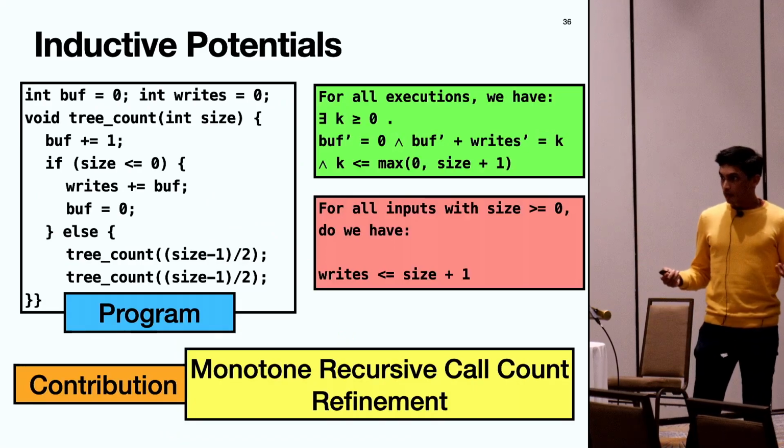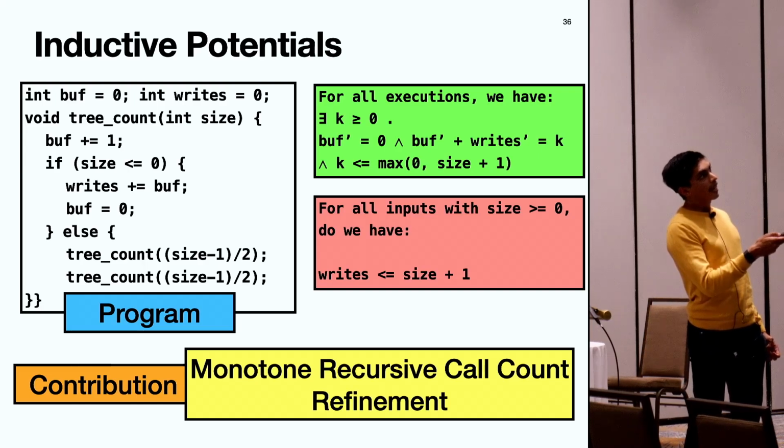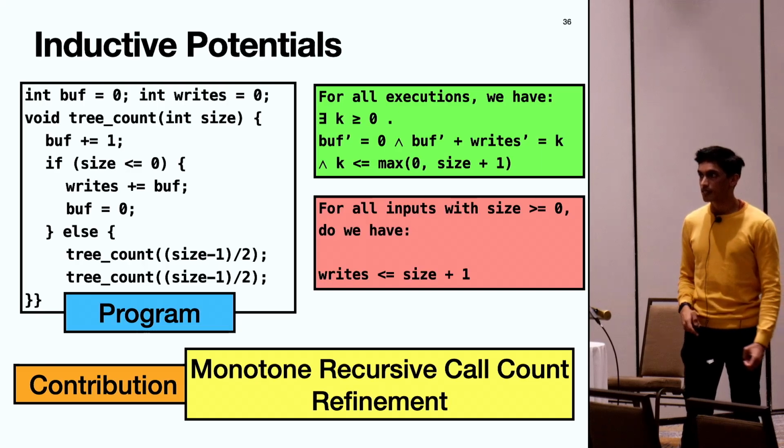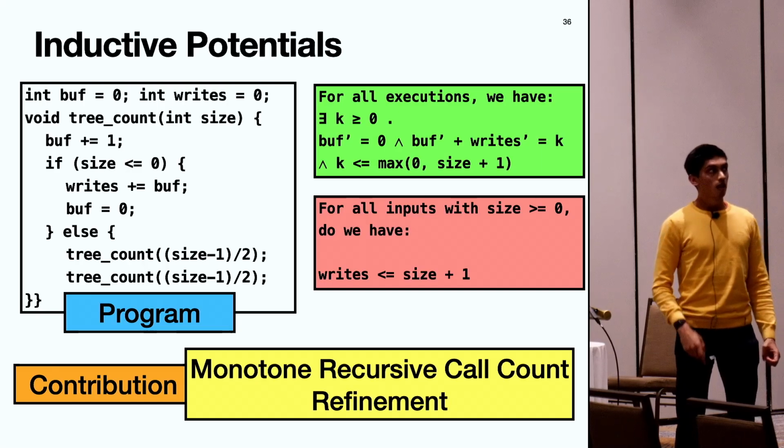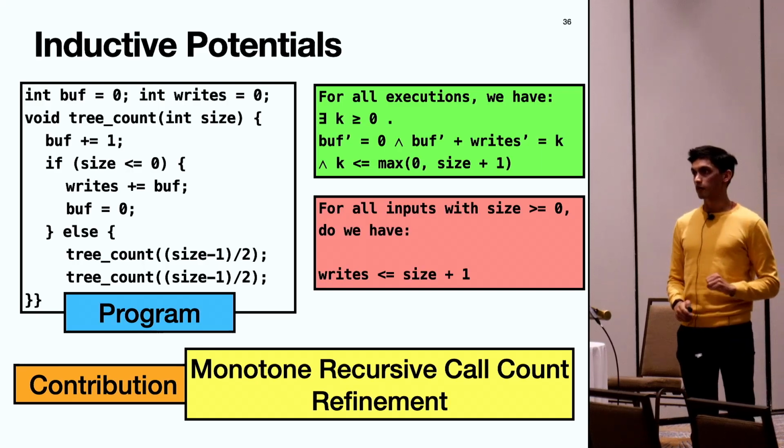When we apply this refinement to our previous summary, we now see that k is bounded to be less than this term. And our overall summary is now strong enough to prove the property that we wanted it to.